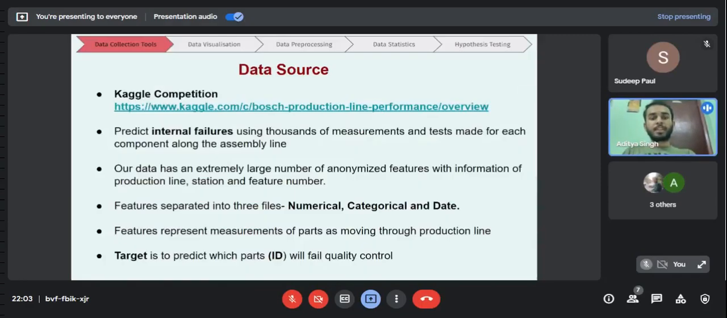Now, for this project, we collected our data from the following Kaggle competition link. Our broad aim is to predict internal failures of components using thousands of measurements and tests made for each component along the assembly line. Our data comprises a large number of anonymized features with information about the production line, station, and feature number. These features are broadly divided into 3 categories: numerical, categorical, and date-based features. Each feature represents the measurement of a certain parameter of a part as it is moved along the production line. Our target is to predict the parts, identified by their unique IDs, that will fail the quality control.